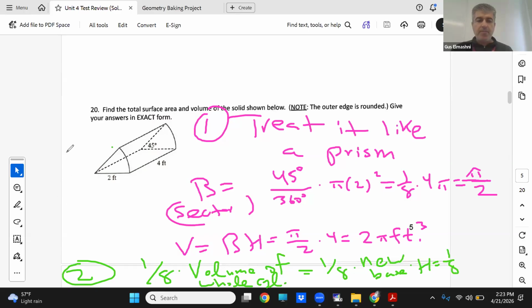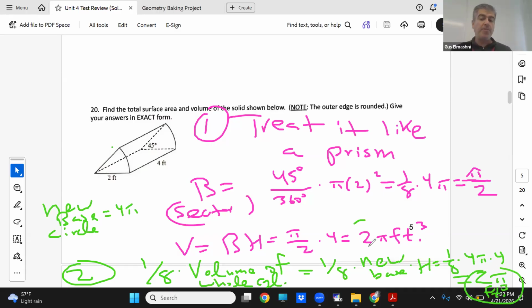Now my new base is going to be what? It's a circle, right? What's the area of the circle going to be? So 4 pi. And my height is still 4. You still get 2 pi. It's up to you, whatever you can visualize or see. It's the unit review packet. So either way, it's fine.